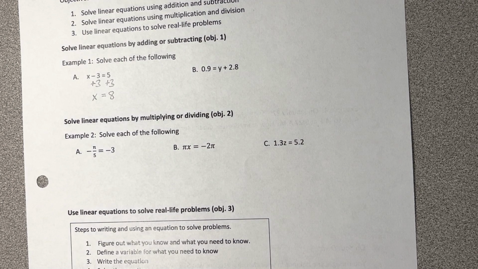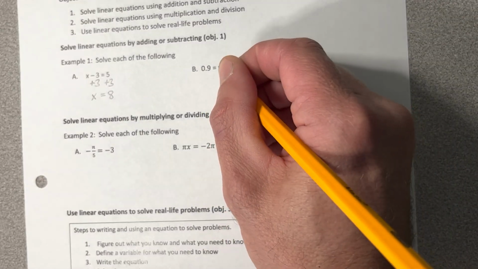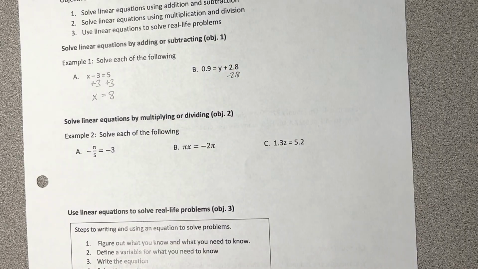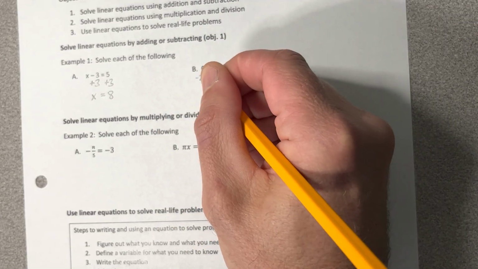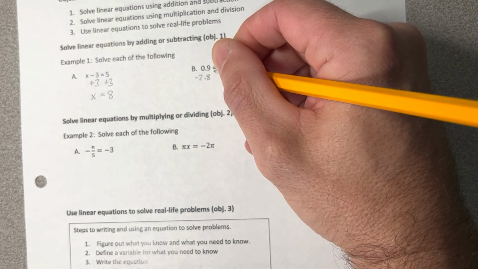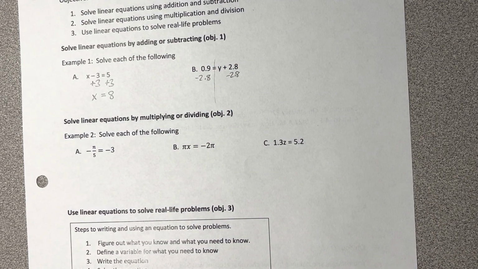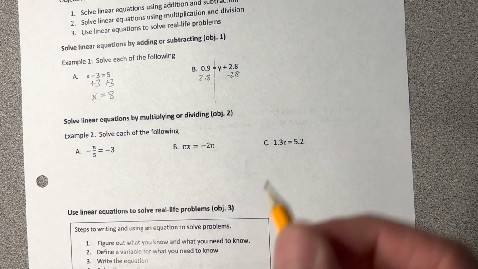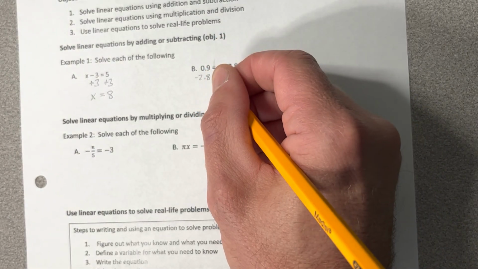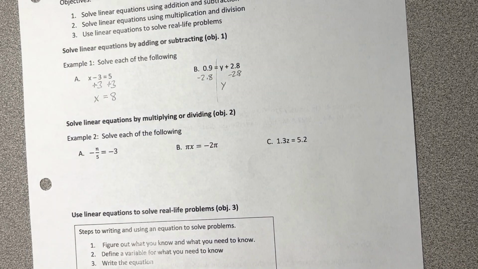All right. So example B. What are you going to do to get y by itself? Subtract the 2.8. What do you got to do to balance it out? Subtract the 2.8 on the other side of the equation, right? Well, 2.8 minus 2.8, that's 0. Y plus 0 is y. And then help me out. What is 0.9 minus 2.8?